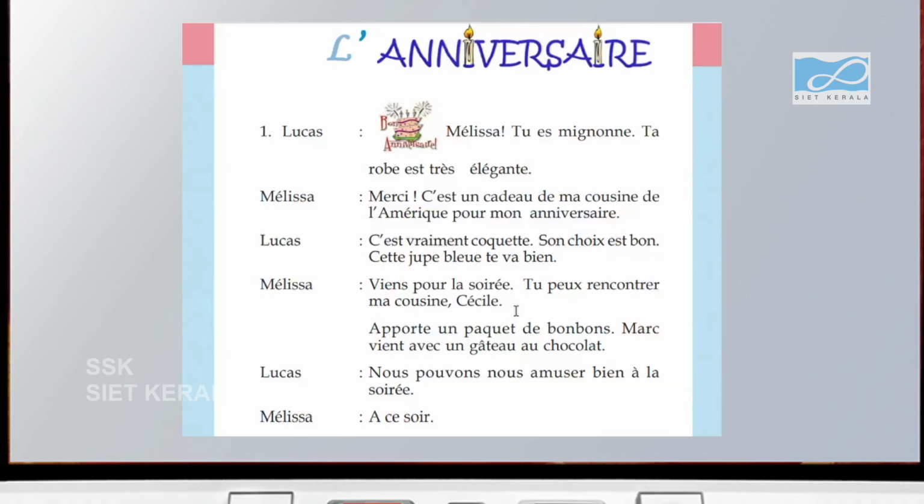L'anniversaire, birthday. Happy birthday, Melissa. You're cute. Your dress is very elegant. Thank you. This is a gift from my cousin from America for my birthday. It's really stylish. Her choice is good. This blue skirt suits you well. Come for the party. You can meet my cousin Cecile. Bring a packet of sweets. Mark is coming with a chocolate cake. We can enjoy ourselves well at the party. See you in the evening.